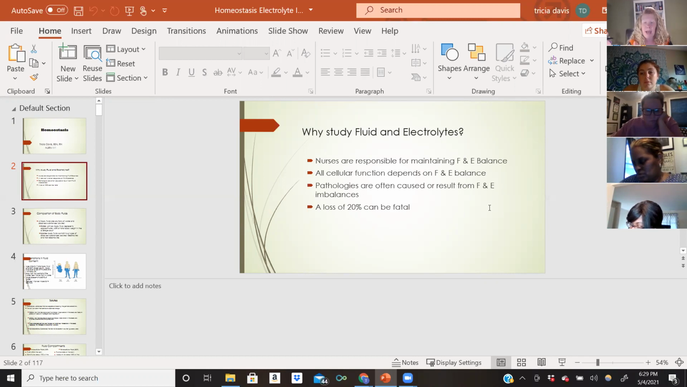It's a very fine balancing act, being able to balance what we take in versus what we put out. And when we take care of patients, it's very, very easy to tip the scales. So we may have a patient that is dehydrated and we're giving them fluid to rehydrate them, but then we give them a little bit too much and we cause overload. They have fluid overload. So now they have the opposite problem. This happens a lot. We see this as nurses. And a loss of only 20% of the fluid in our body can actually be fatal. So fluid and electrolytes is extremely important.